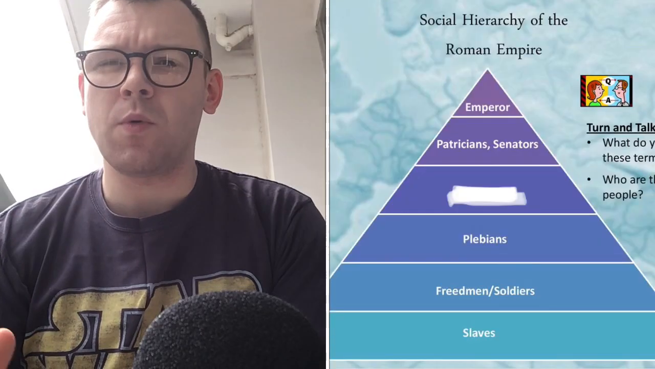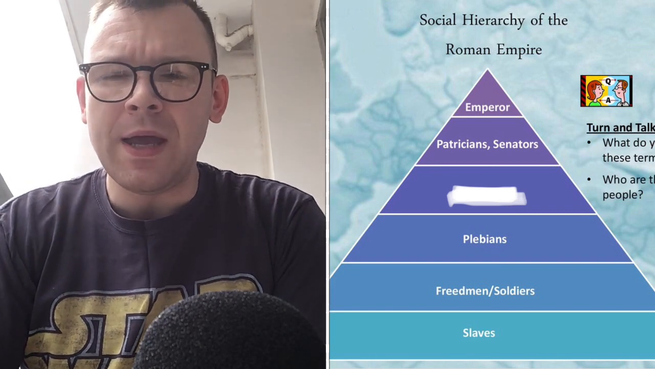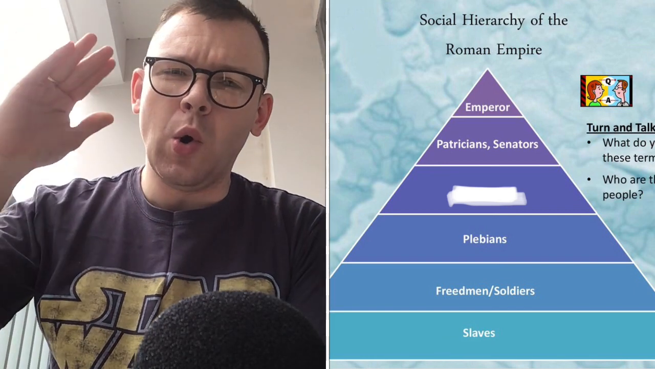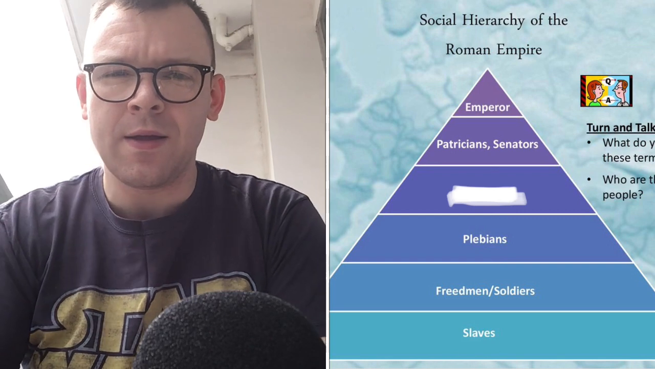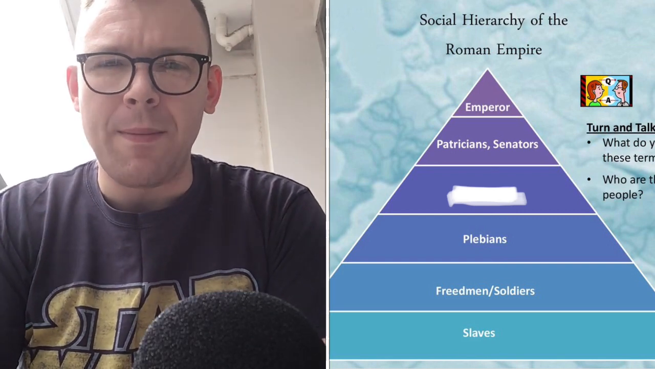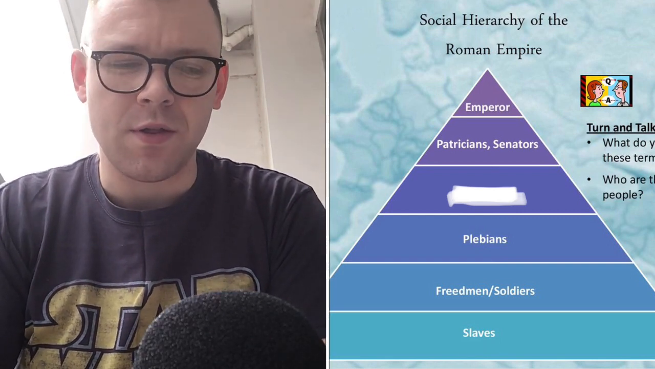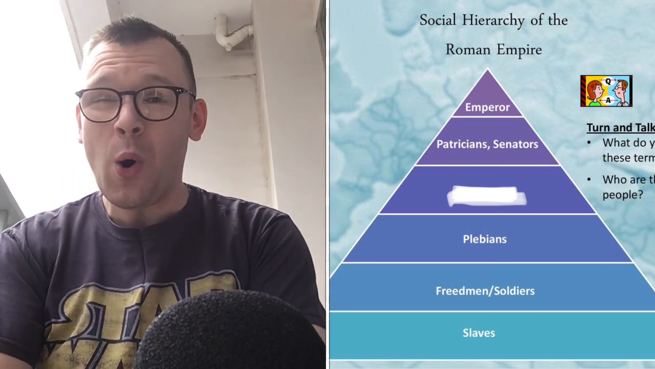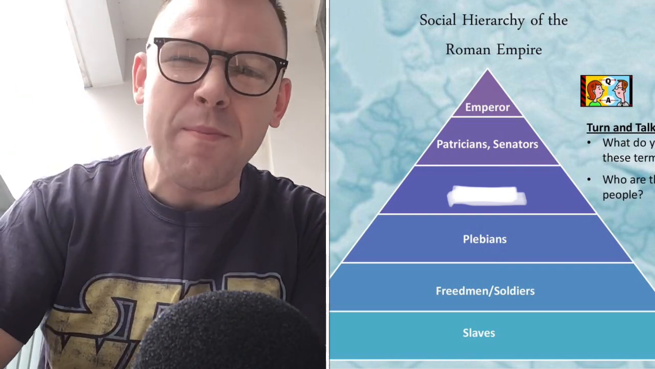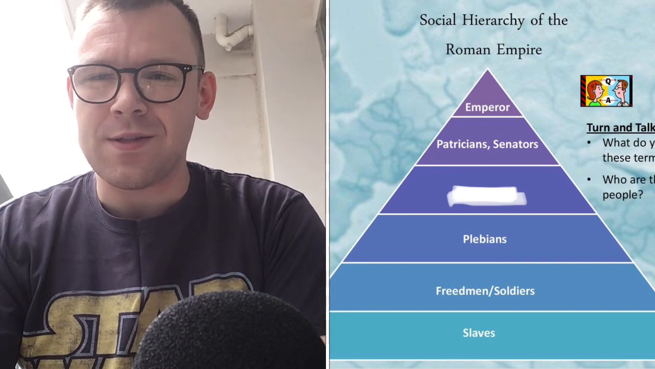In Roman times, the top of the hierarchy were the patricians. These were people who were very rich. They made up the Senate. Lower down at the bottom of the hierarchy, the people were called plebeians. Plebs for short. Even lower on the hierarchy, right at the very, very bottom, were the slaves.